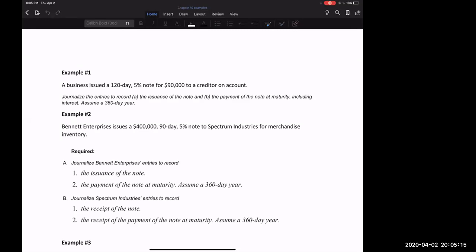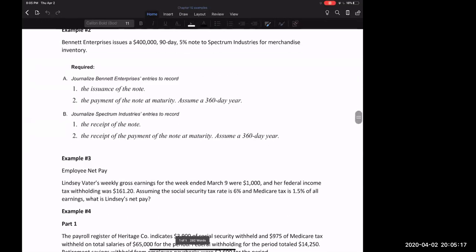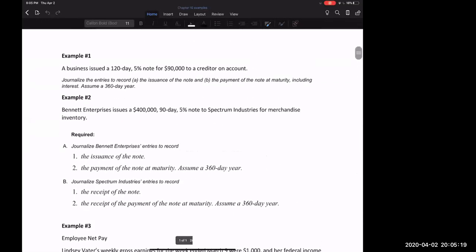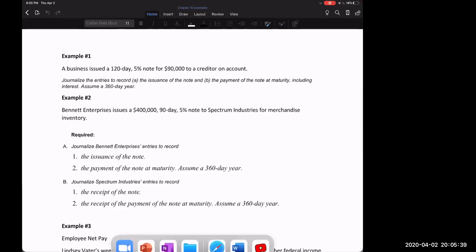So here's example number 1, 2, 3, 4, and we're going to go through each of them. But right now we're looking at the first part of this, where we're talking about short-term notes payable. Okay, so before diving into example number 1, I want to make sure you recollect the 3 reasons why we would issue a short-term note.